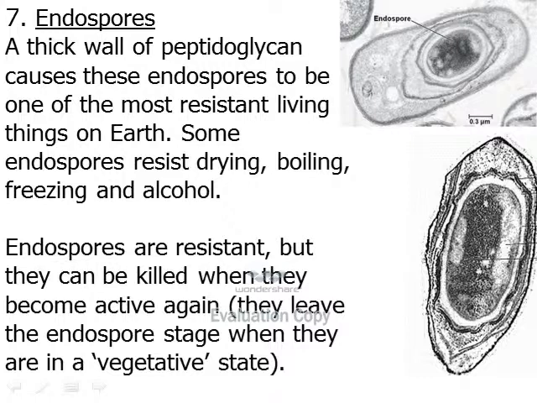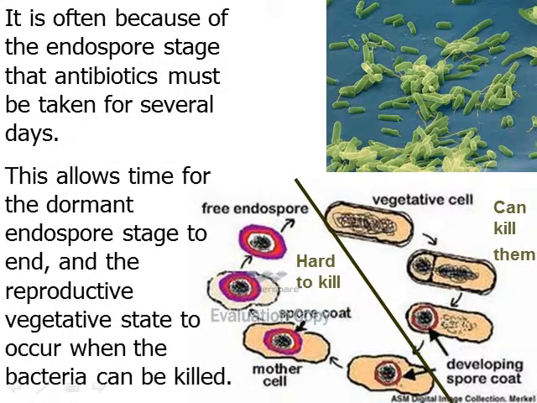But you know what? You can kill them when they are in their active stage, because it's no fun being in an endospore. You can't reproduce. So they're going to leave the endospore stage when conditions look pretty good, and they'll enter a vegetative state when they can reproduce. This is why we must take antibiotics for several days, because that medicine is not going to kill them in their endospore stage.